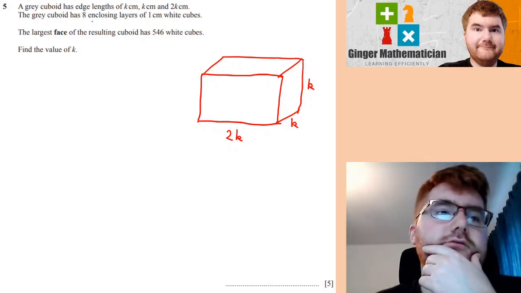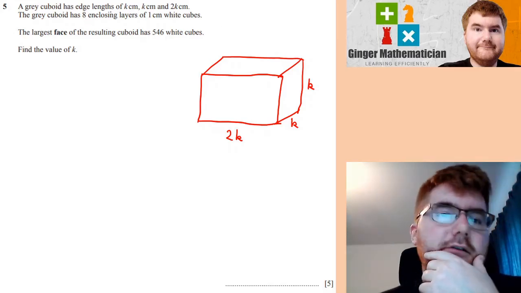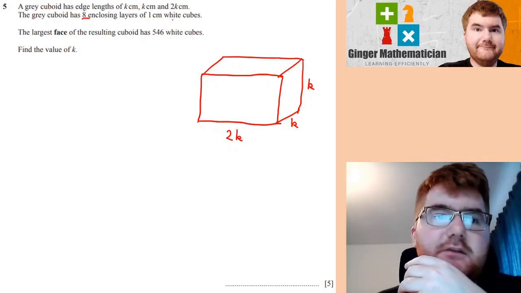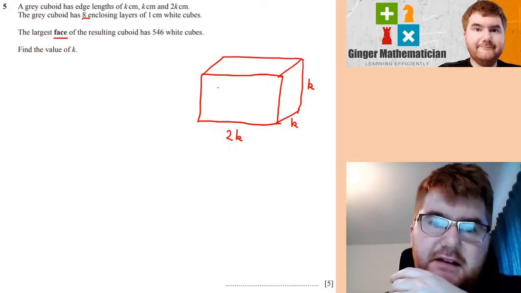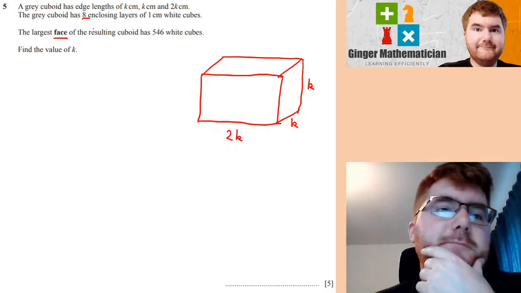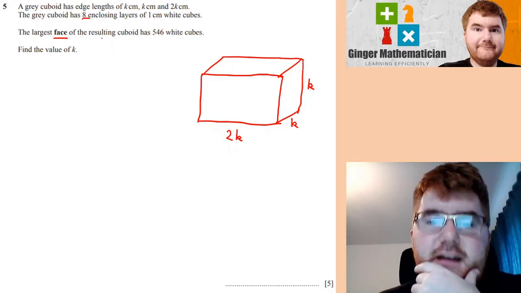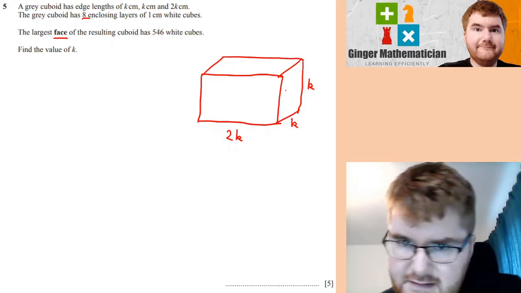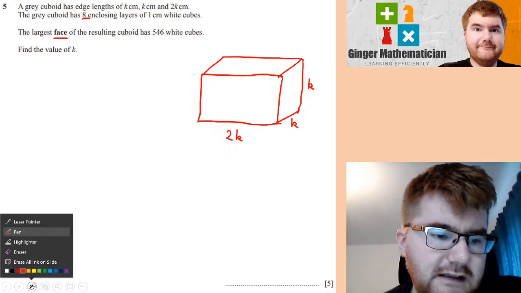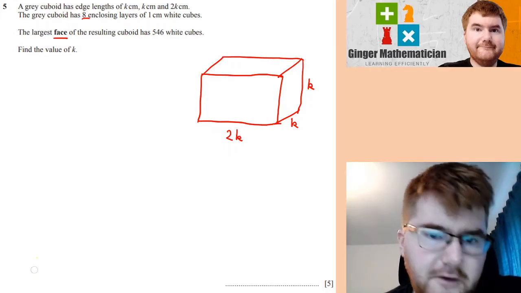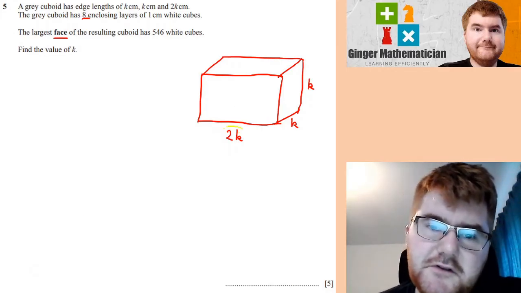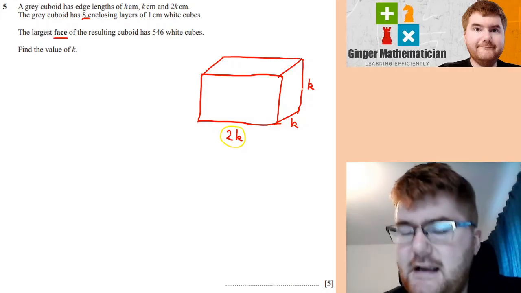Right. The grey cuboid has 8 enclosing layers of 1 centimeter white cubes. The largest face, okay, so remember face is just like the front part or the top part, etc., of the resulting cuboid has 546 white cubes. Find the value of k. Right, so we need to focus on the largest face. So if we're focusing on the largest face, it has to have something to do with 2k and then one of the other k's.